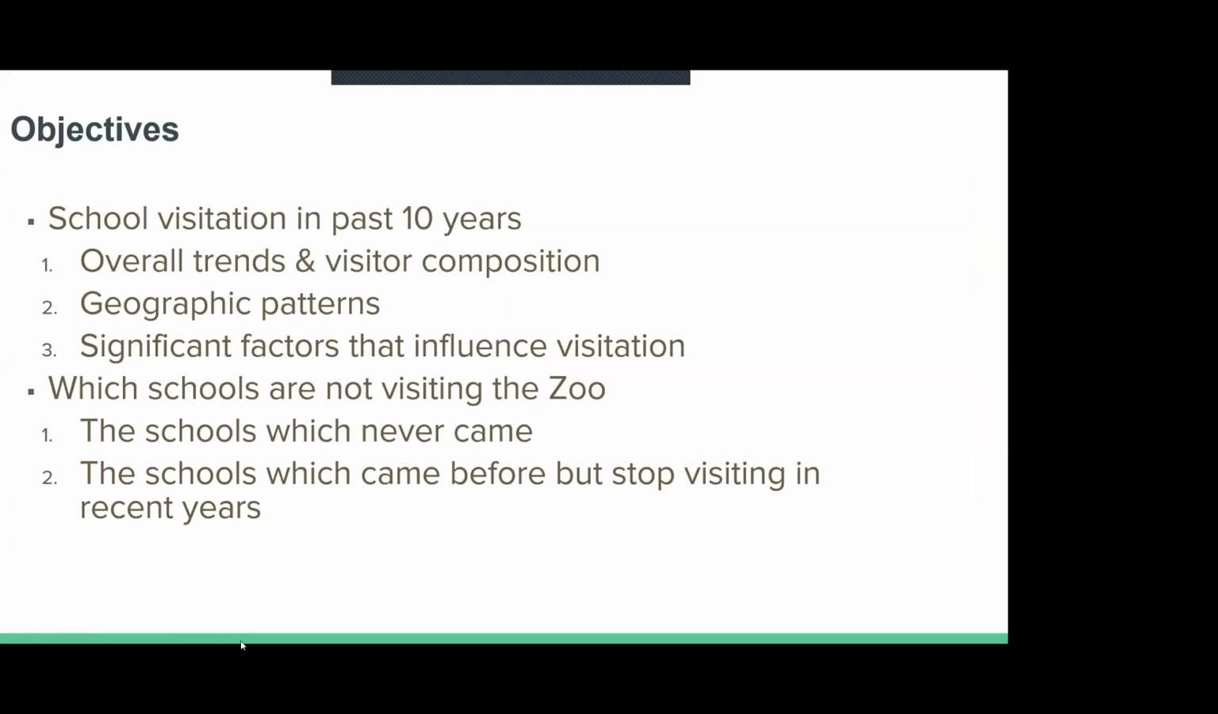So first, we want to look at the school visit data for the last 10 years. This data was provided by our client. We want to find out the patterns and trends from this 10 years history. What are the important factors which influence the school visits? Then another important question asked by the client is which schools are not visiting the zoo? So there are two different types. The schools that never came and the schools that came before but stopped visiting in recent years. So we want to find out these schools and their characteristics. So these are the major questions we want to answer in this study.